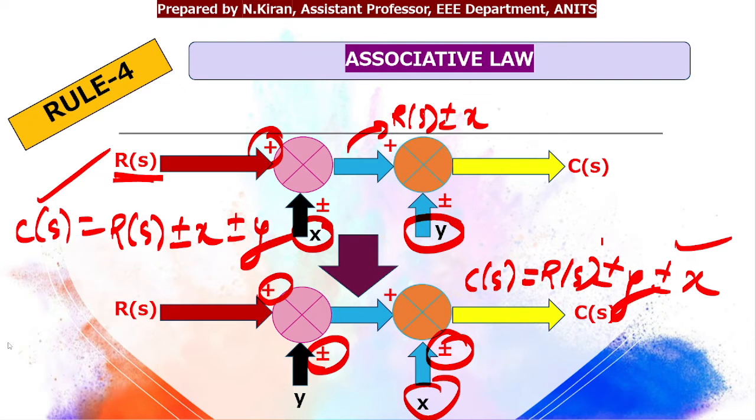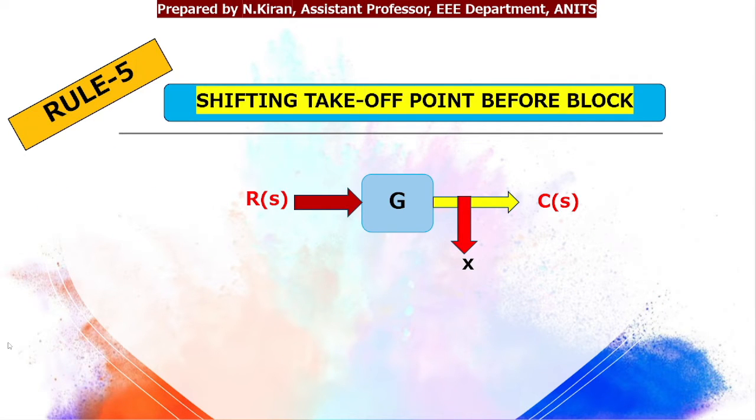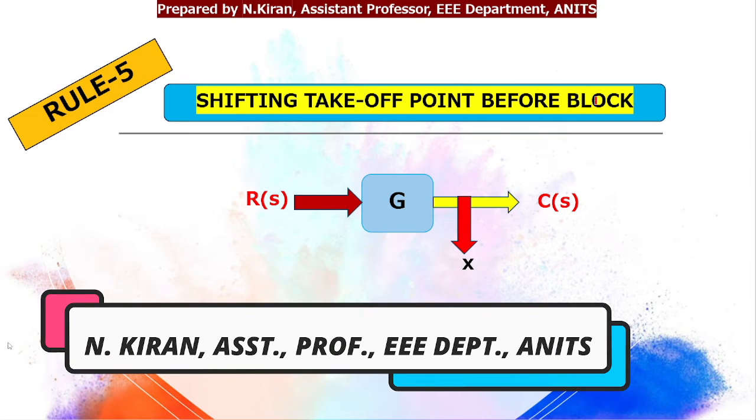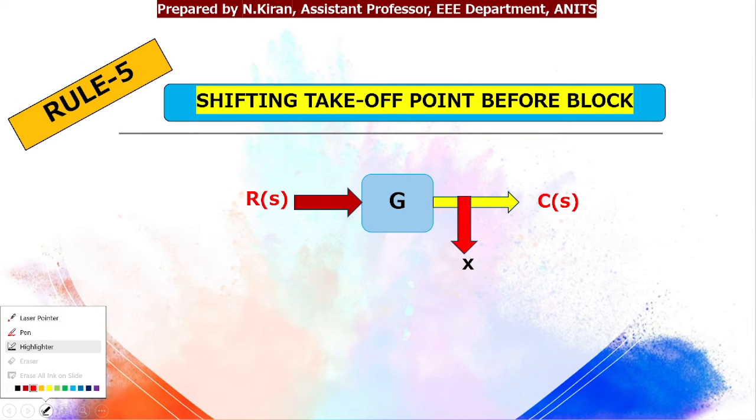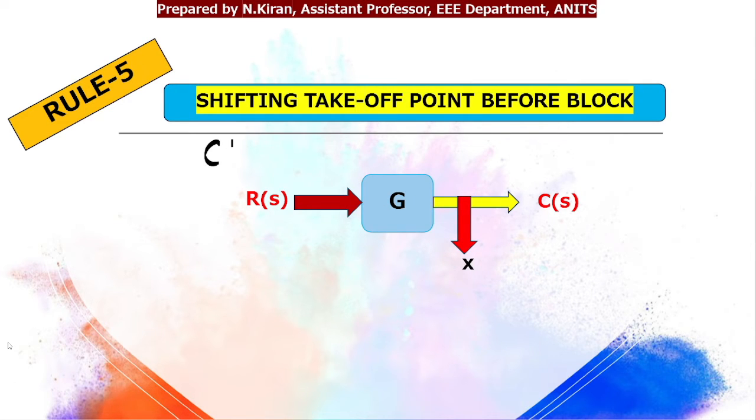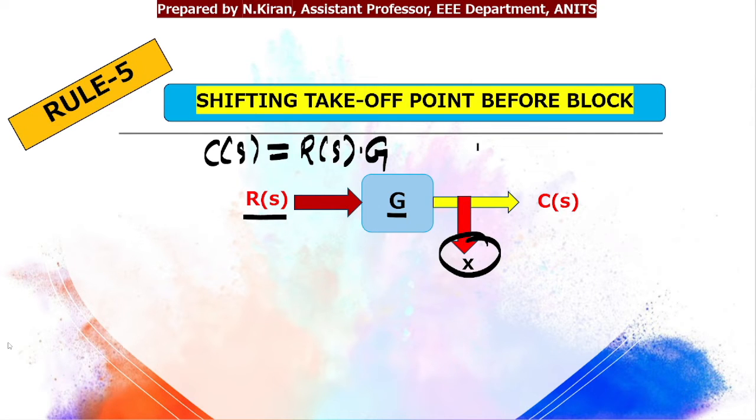Okay. The fifth rule is shifting takeoff point before block. So before shifting, let us try to write the expression for C of S. So C of S is equal to R of S getting multiplied by G. So it is R of S into G, and this is your takeoff point. So X is equal to, so takeoff point is taken near the output, so X is nothing but C of S, which is also equal to R of S into G.